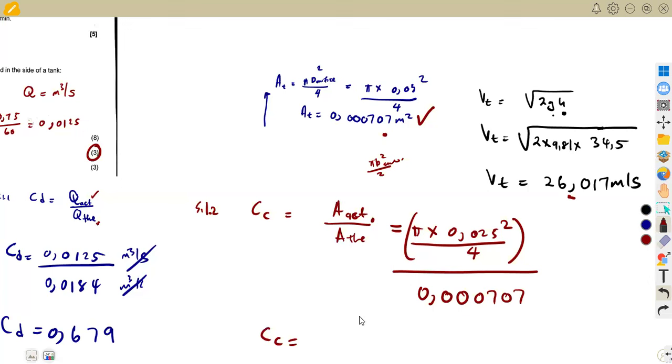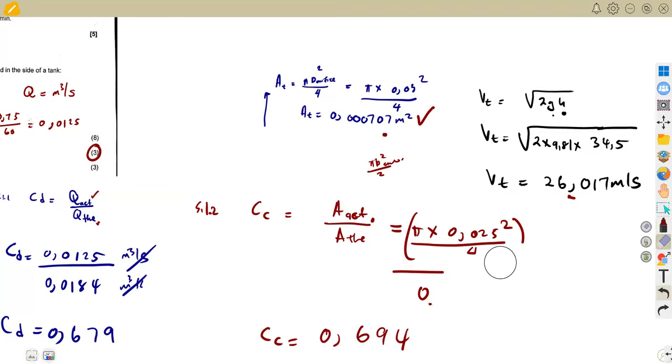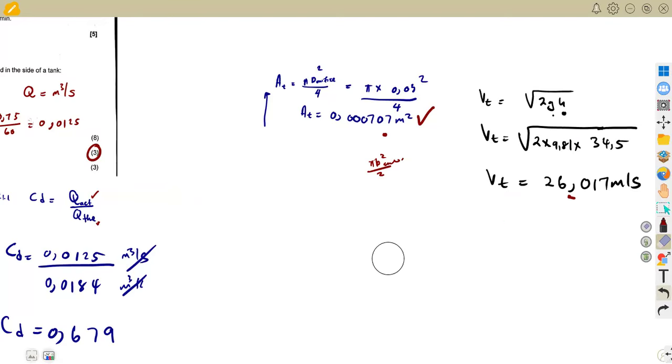So the coefficient of contraction is 0.694. Okay, so that's it. That's how you play around with this type of equation. I just hope, guys, this makes sense with your formulas.